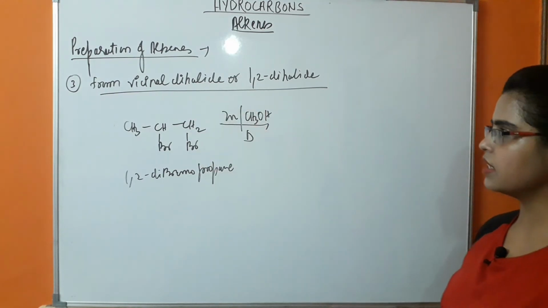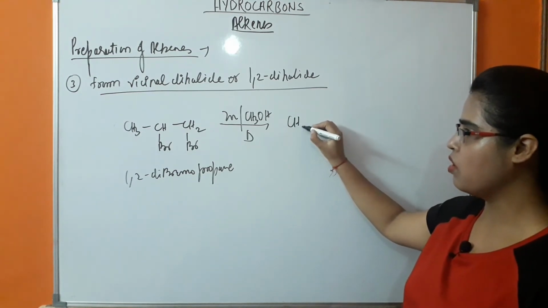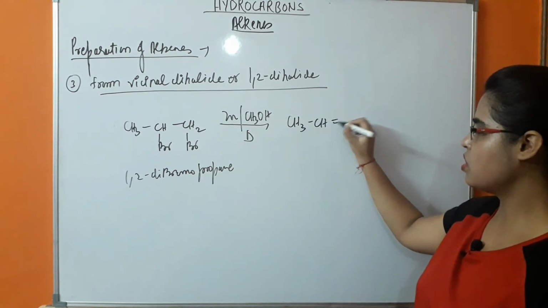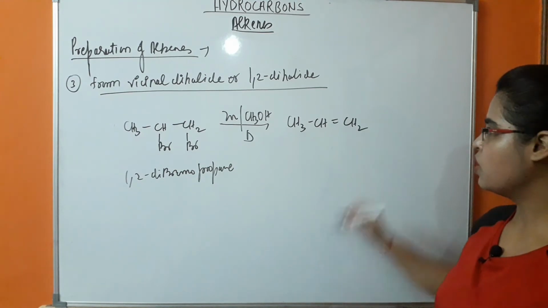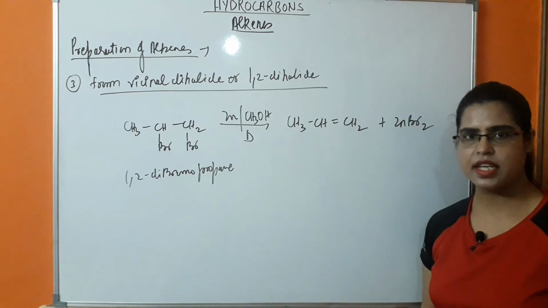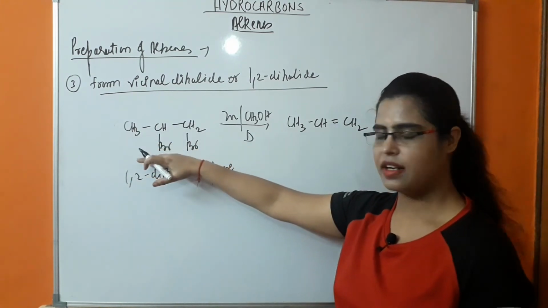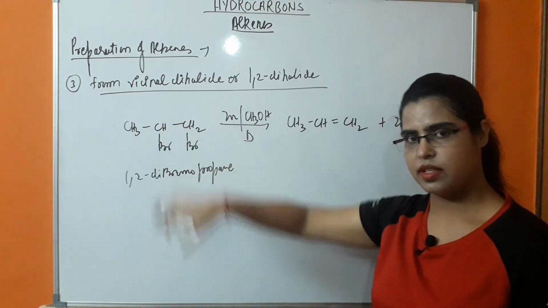with methanol as the solvent, and heated. The solution is heated in the presence of zinc. So what will happen? There will be formation of CH3, CH double bond CH2, and removal of ZnBr2 takes place. Okay, this is the example of a vicinal dihalide, when the halogen atoms are present at adjacent carbons.